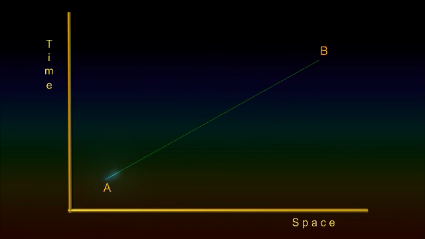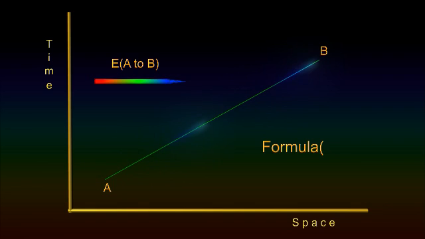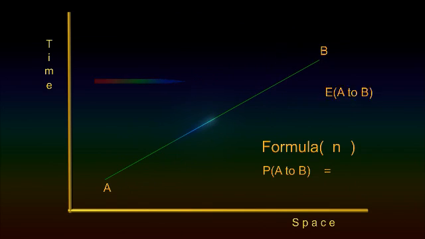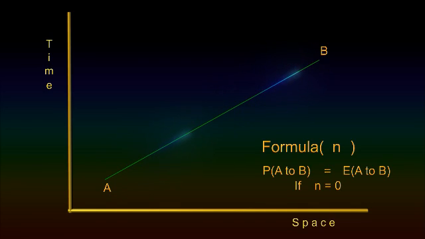In the second basic action, an electron goes from point A to point B. Let's call the amplitude for this action E, A to B. Notice electrons are represented as straight lines. The formula for the amplitude of this action includes a very special number called n. And it's interesting to note that the formula for P, A to B, a photon going from point A to point B, is the same as E, A to B, an electron going from point A to point B, if n is set to zero.